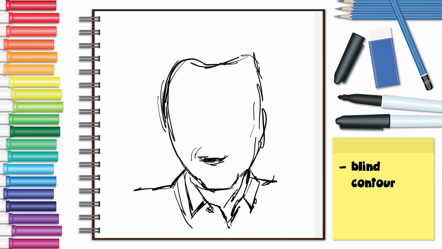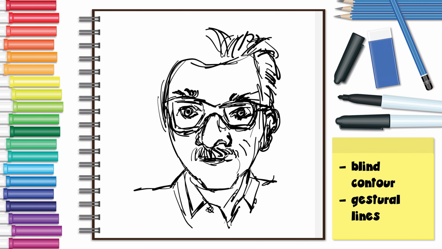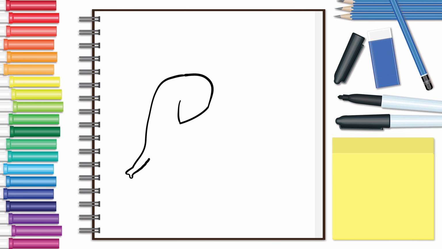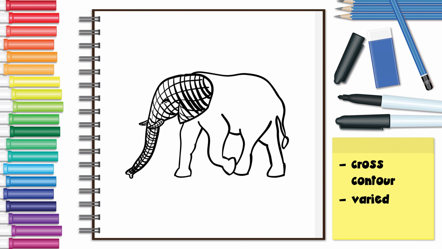This time you can look at your paper, but use quick gestural lines. Don't worry about making your drawings look good. You're just practicing using lines. Next, draw an outline of your favorite animal. Then, use cross-contour lines to give it form. Vary the line quality to make it even more exciting.